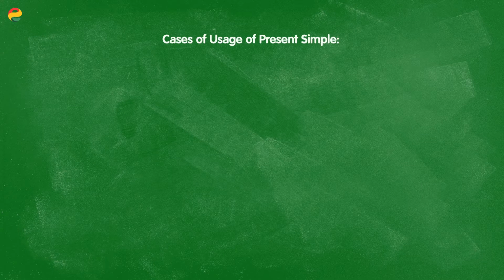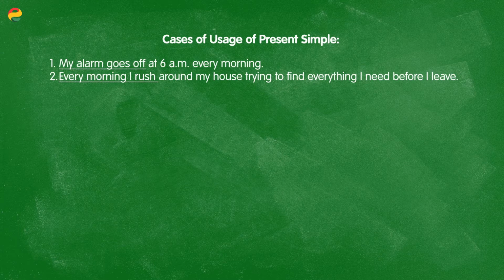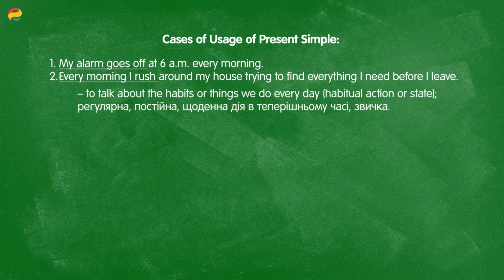So let's look at some examples of how to use the present simple tense. For example, if I say something like, my alarm goes off at 6 a.m. every morning, or every morning I rush around my house trying to find everything I need before I leave. Here, I'm talking about habits or things that I do often. So because it's a habit, I use the present simple tense.